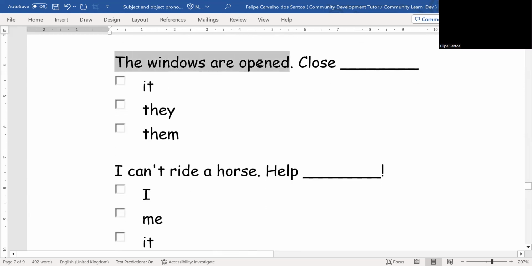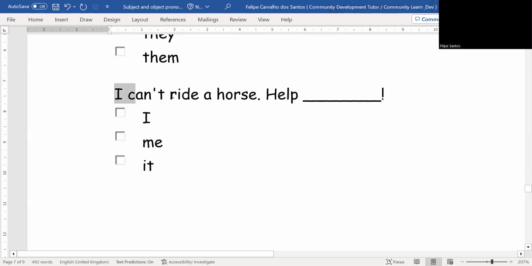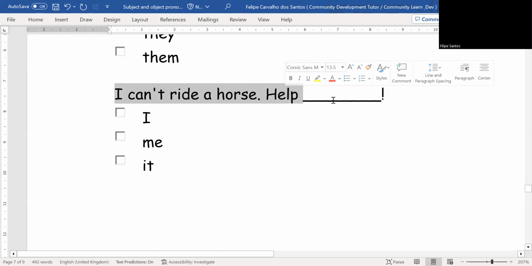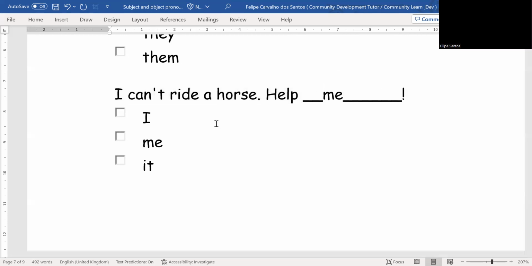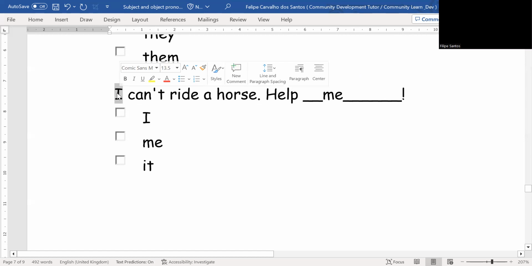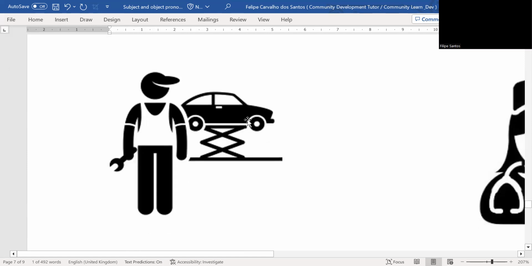The windows are open. Close. Okay, what are we referring to? Windows. So more than one there. There's an S there. So we have to use them. Okay? I can't ride a horse. Help me. Because it's referring to I, me. Okay? So I, me. Help me. Not help I. Okay? There we go.